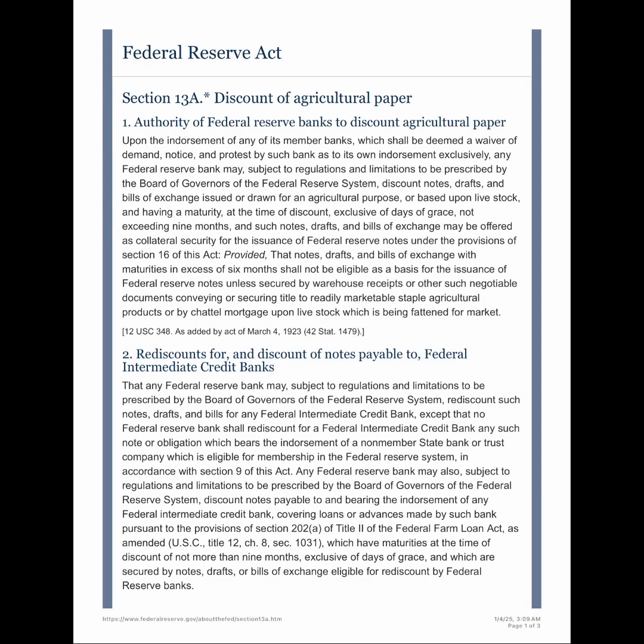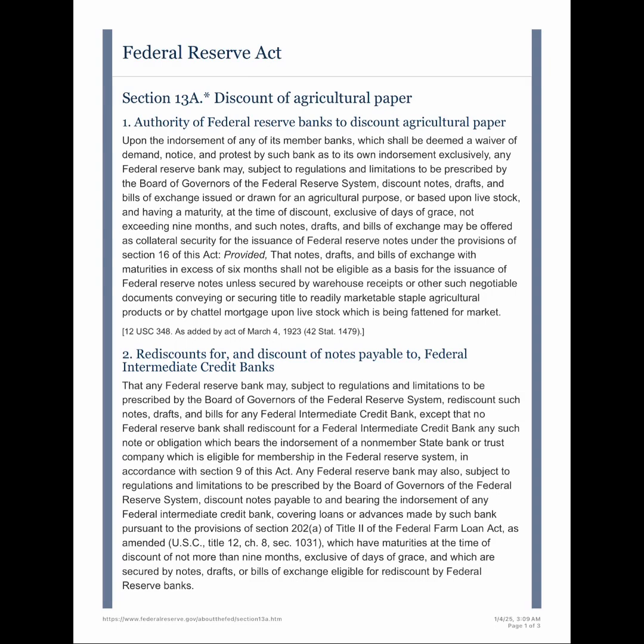This section, while seemingly specific, reveals a great deal about the Federal Reserve's broader mandate and its historical evolution. It's not just about discounting paper, it's about managing risk and fostering economic stability within a crucial sector of the U.S. economy. Exactly. It's a window into the Fed's power to influence credit markets and, by extension, agricultural production.